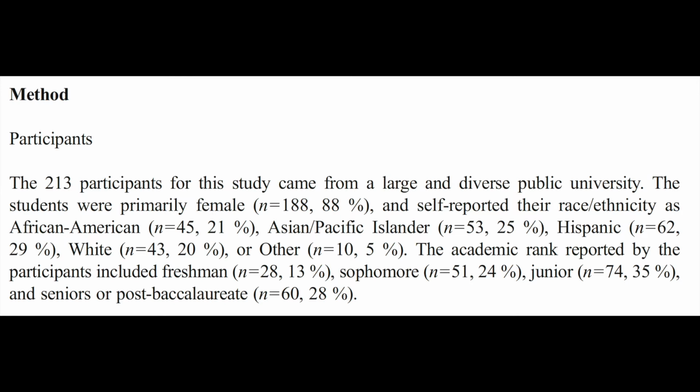So, to find the answers to these research questions, Walters and Hussein developed a study, and they explained who they used as participants and what they asked those participants to do. This is included in their methods section. They included 213 participants from a large and diverse public university. They then included demographic data for these participants.